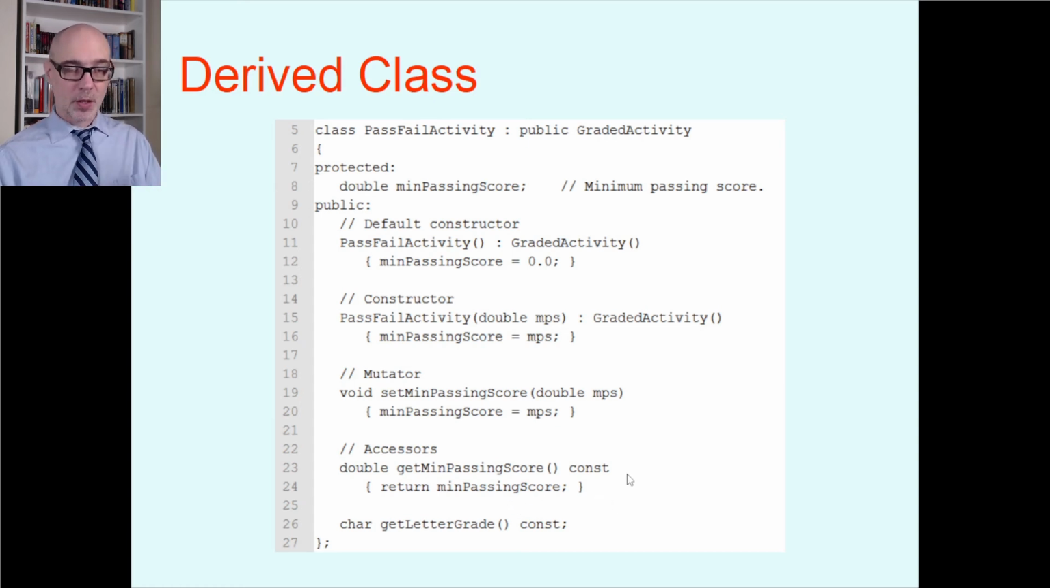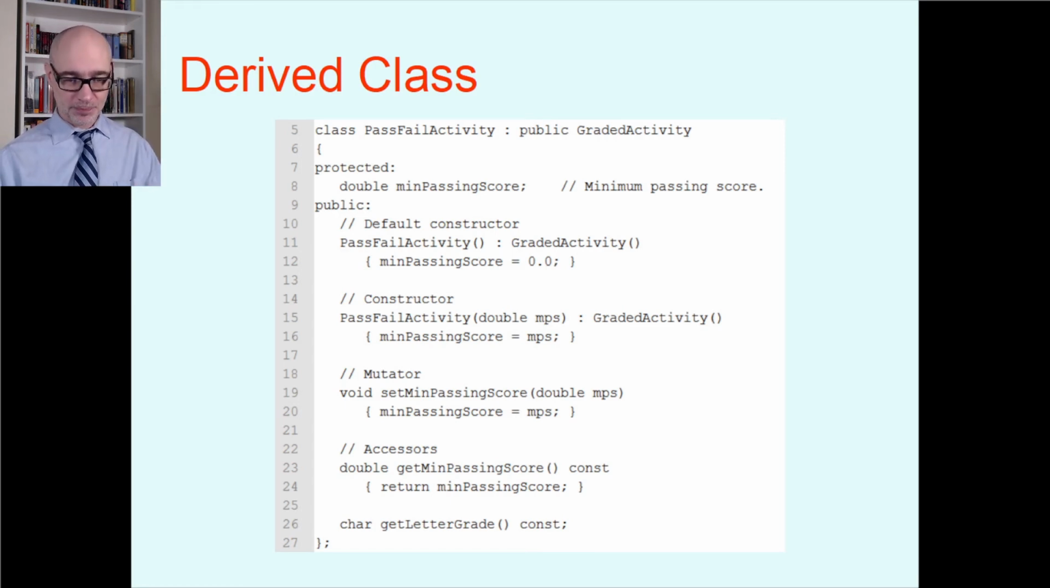Now don't forget, we also have the score member data from graded activity. We have the get score accessor. We still have that. We have the set score mutator. We get all that stuff for free. Don't forget about that. All that stuff is still public.